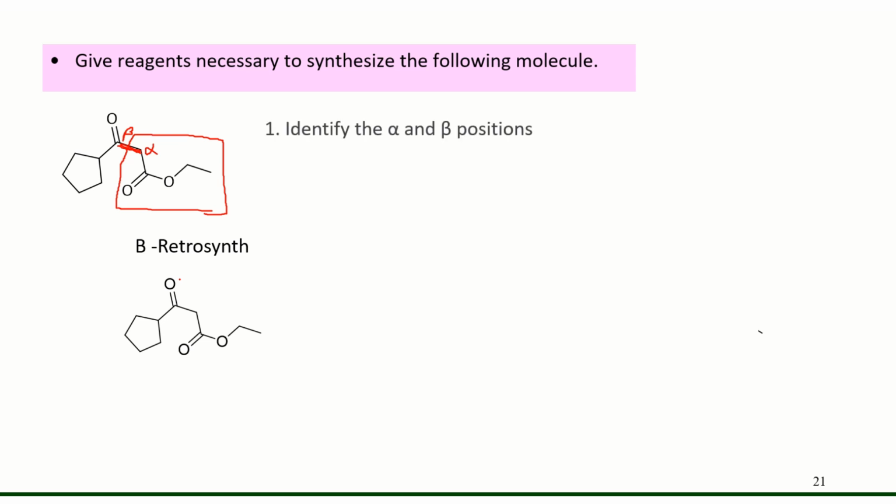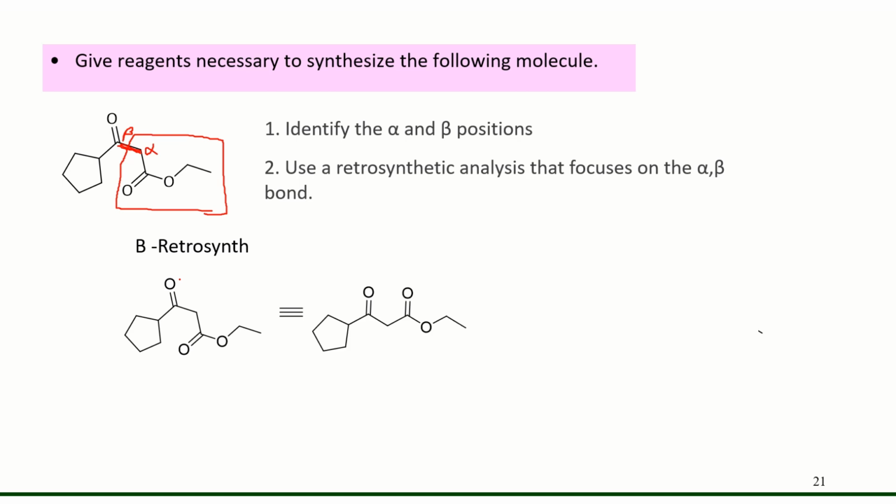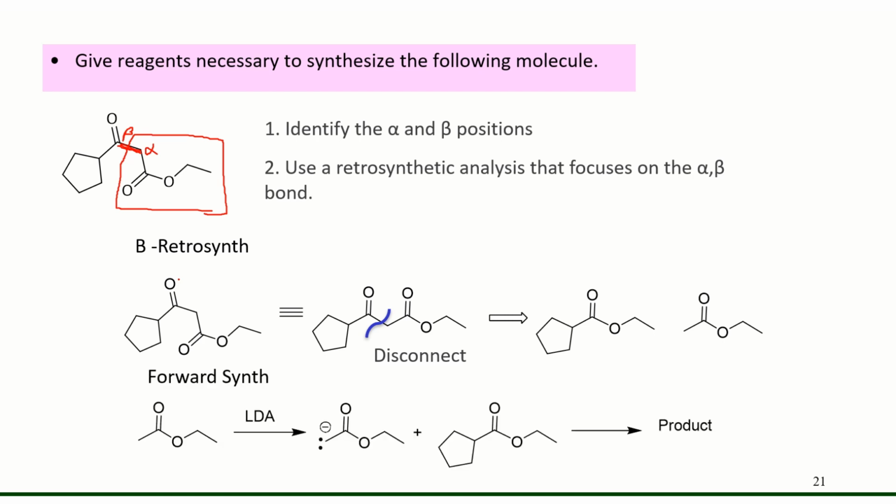So identify the alpha beta position which we have, and then use this retro to come up with your compound. So there's the disconnect between the alpha and the beta carbon. And then of course, those are the species that we could work with. Yeah, remember that the electrophilic portion of the glycine is also an ester. Yeah, and so that is what we would put for our forward synthesis.